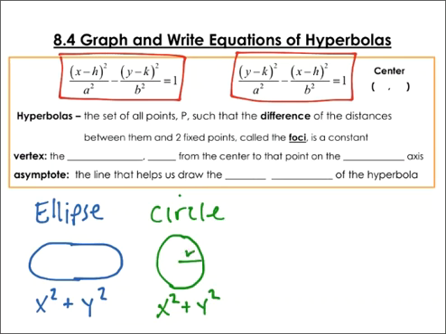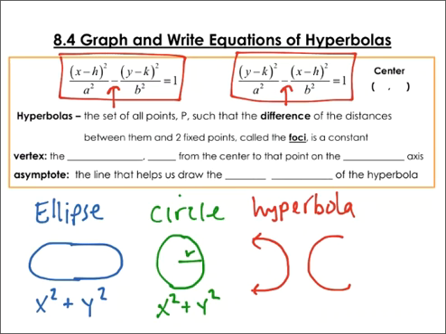Now we have these hyperbolas. So hyperbolas have a minus sign in it. So take a look there. We've got a subtraction sign between our x squared and y squared. So hyperbola is going to be an x squared minus a y squared. So these curves are going to be going away from each other. We've got x squared minus y squared.